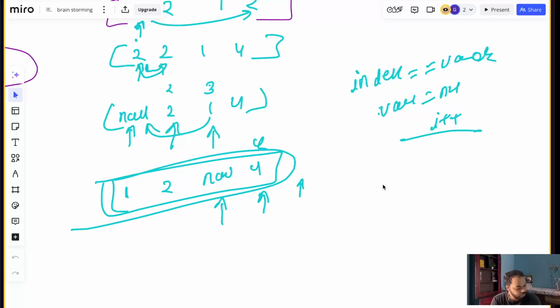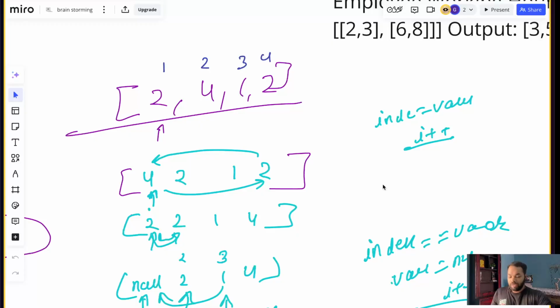In the next iteration, what I'll do, I'll look at it. If a value is present at its correct index, then we will say, okay, yeah, now it is correct, so it is not missing, and then we'll go until we find some missing values. So the same thing we are going to do here. I already wrote the code.